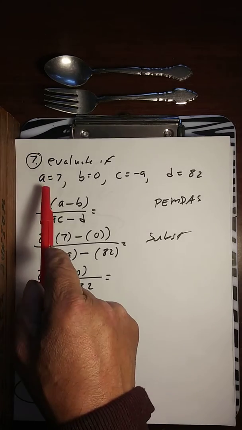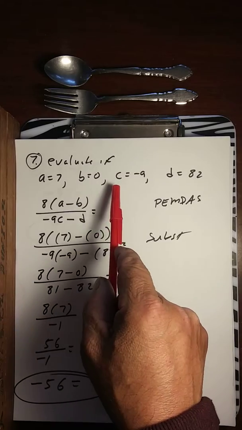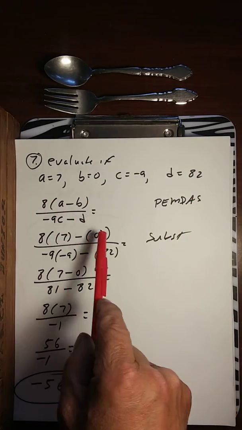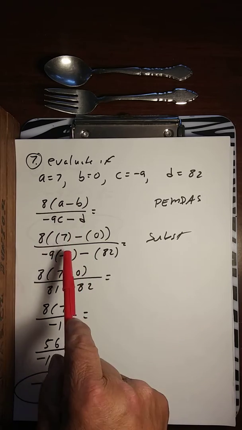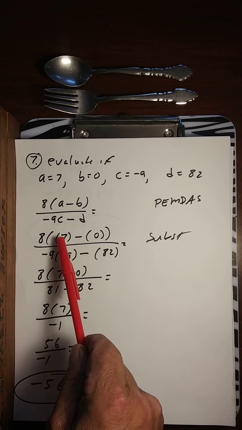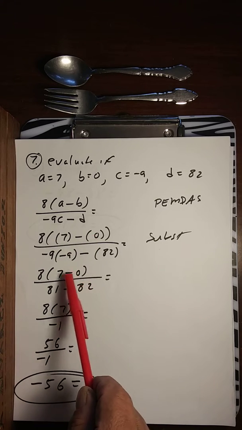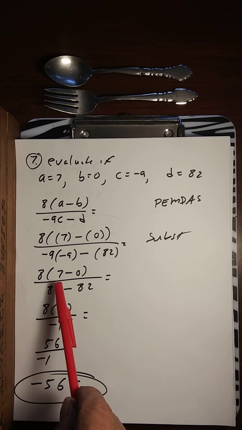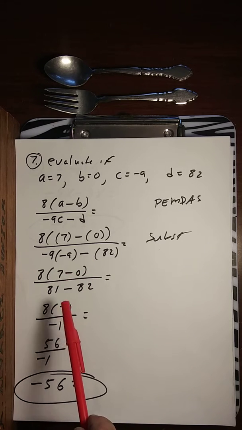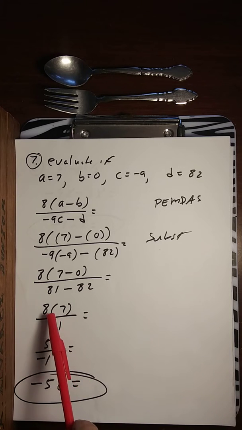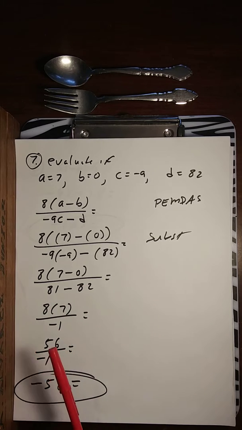Evaluate if A is 7, B is 0, C is negative 9, D is 82. So in this formula, I'm going to substitute all these numbers in there for the A, the B, the C, and the D. So now we have 7 minus 0 in here. And this is negative to negative is a positive. And then bring this down. And then 7 minus 0 is 7. And then 81 minus 82 on the denominator, the bottom part, is negative 1. 8 times 7 is 56. 56 divided by negative 1 is a negative 56.